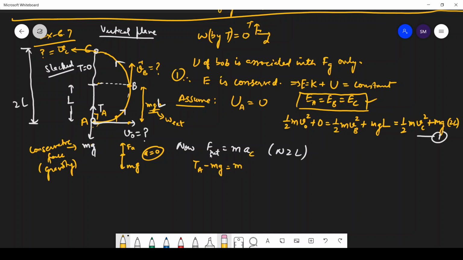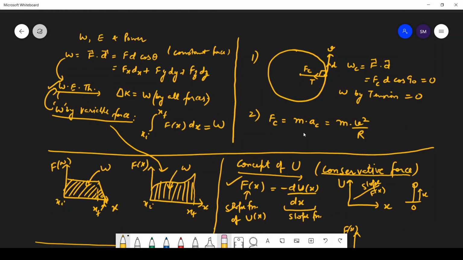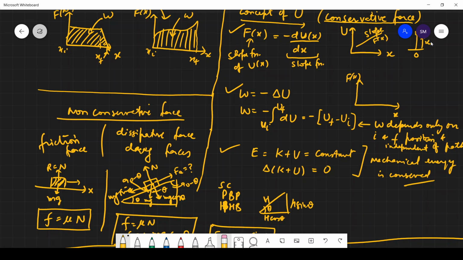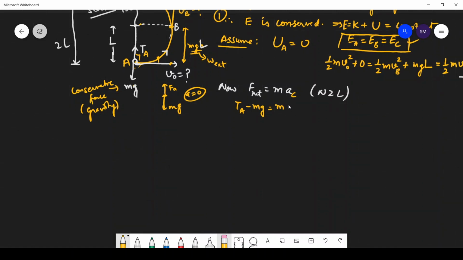The acceleration is the centripetal acceleration, which is v square by r. So that is m v square by r, with velocity v naught. So TA minus mg is equal to m v naught square by r. What is r here? R is the radius, that is your length, so let us write L here.